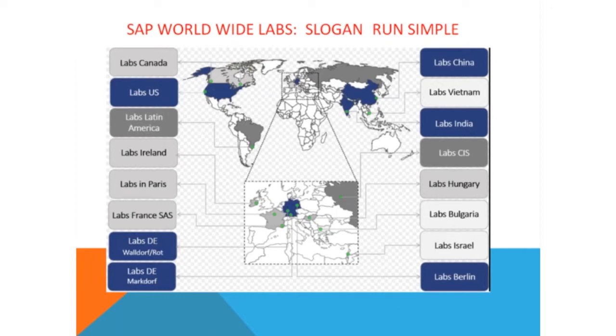and that's why these labs are across the globe. You can see Labs Canada, Lab US, Lab Latin America, Labs Ireland, Labs in Paris, Labs France, Labs Germany, and in Germany there are 2 places, then Labs in China, Labs in Vietnam, Labs in India, then CIS, Labs Hungary, Labs Bulgaria, Labs Israel, and Labs Berlin.